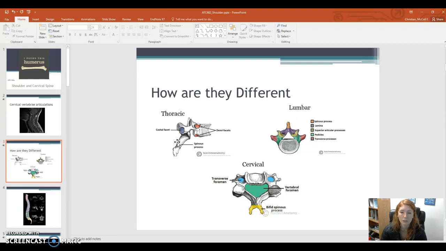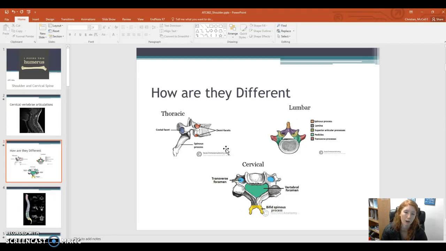So it's important to look at these qualities in the spine to understand really what motion is coming from there. In the thoracic spine, we have the demifacets. So those demifacets are where our ribs are going to attach, and that articulation with the rib happens right there. So you can see the differences there.